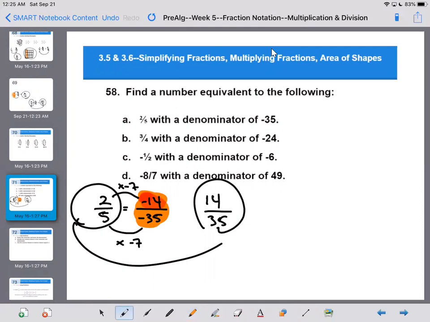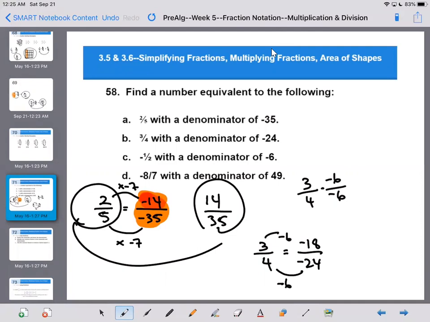And if I have part B, 3/4, and you're looking at, well, what did I multiply 4 by to get -24, and it's -6? So I've got to multiply 3 by negative 6 to give me negative 18. So see, what you're doing is you're doing 3/4 multiplied by the negative 6 divided by negative 6. It's that n divided by n which creates the negative 18 divided by negative 24.